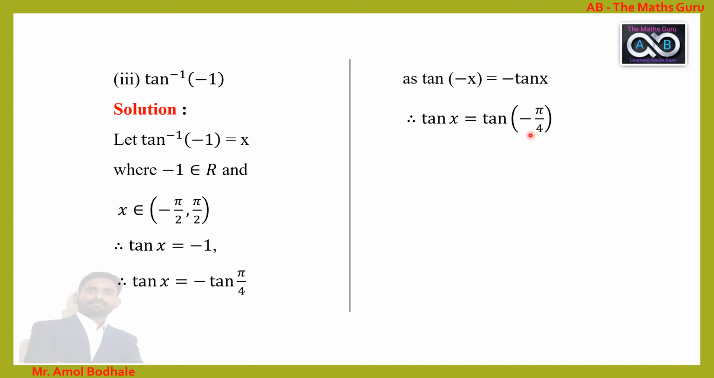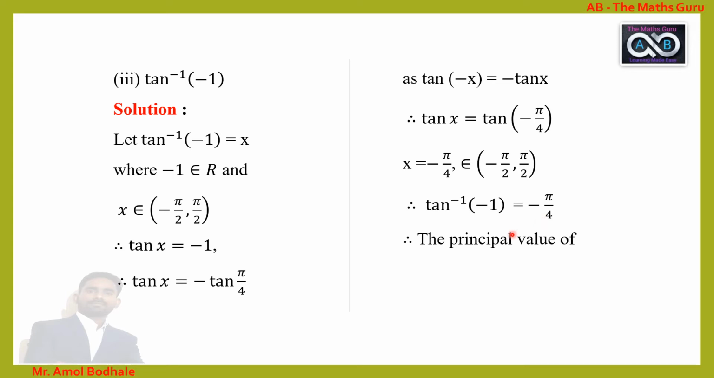Now this angle lies in the range of tan inverse, that is the principal branch value. Therefore x is equal to minus pi by 4, which belongs to the range of tan inverse, the open interval minus pi by 2 comma pi by 2. So therefore tan inverse of minus 1 equals minus pi by 4. Therefore the principal value of tan inverse of minus 1 is minus pi by 4.